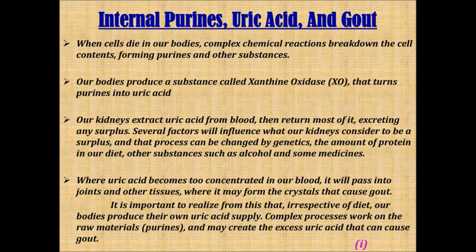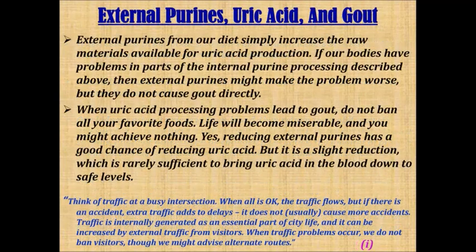It is important to realize from this that irrespective of diet, our bodies produce their own uric acid supply. Complex processes work on the raw materials, that is purines, and may create excess uric acid and then cause gout. Okay, that was the internal purines. Now we are coming to the external purines.